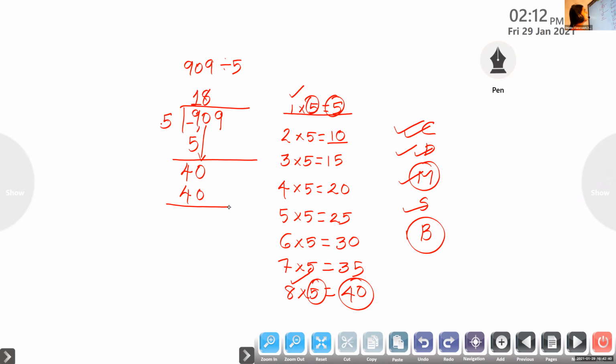Aditya, please listen. 40 minus 40. You have to subtract. 40 minus 40, what will you get? 0. And what is the next step? Subtract. Subtraction over. Bring down, my dear. Which digit do we have to bring down? 9. Now you have to divide 9 by 5.